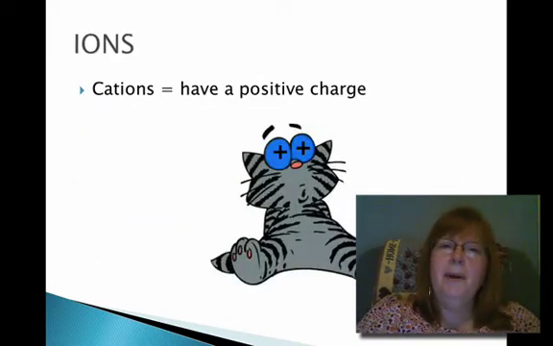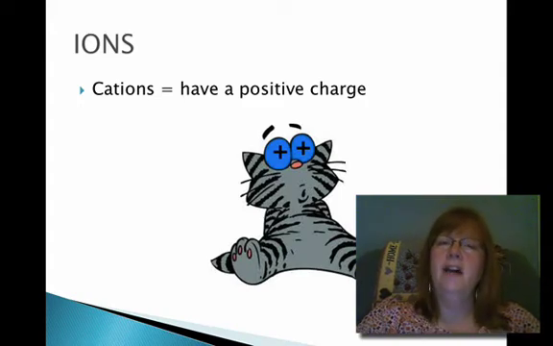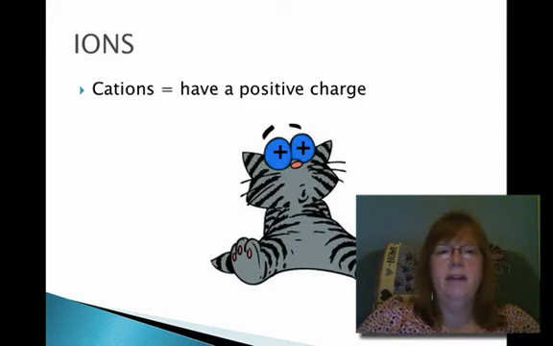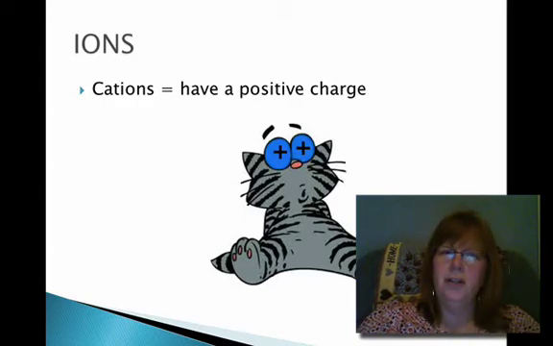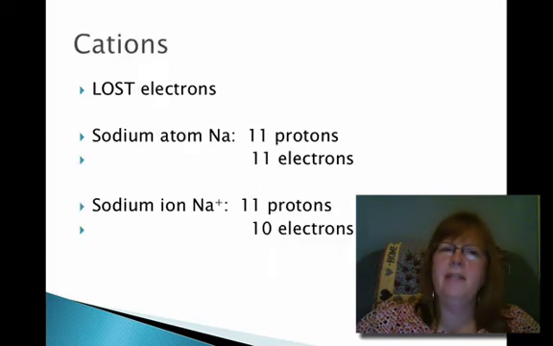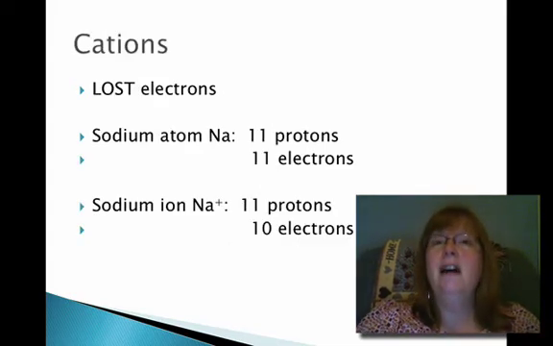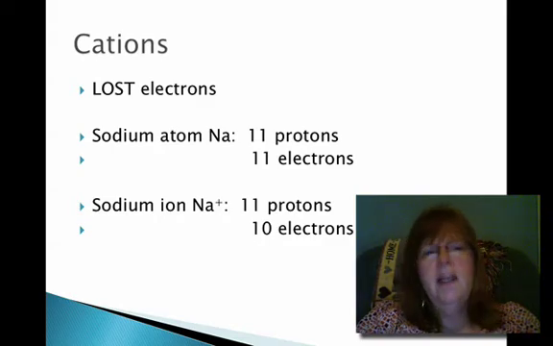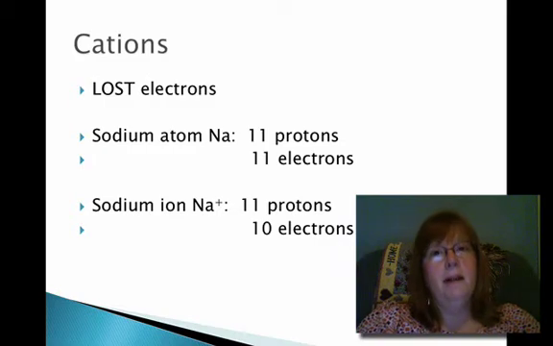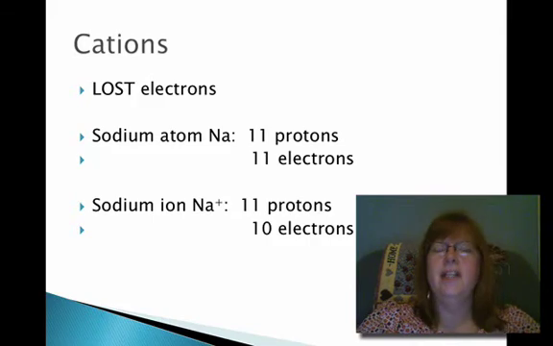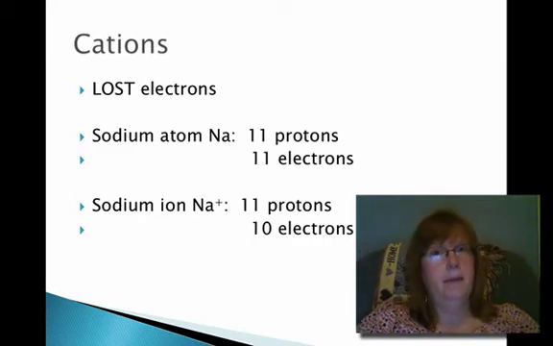Well, the way I remember that a positive ion is called a cation is with this picture of a cat. So a cation has a positive charge. Well, how did it get that positive charge? It lost electrons. So if we have a sodium atom, it will have 11 protons. We got that from the atomic number. It'll have 11 electrons if it's an atom because it's neutral, and our protons and electrons will be equal to one another. Remember the APE.